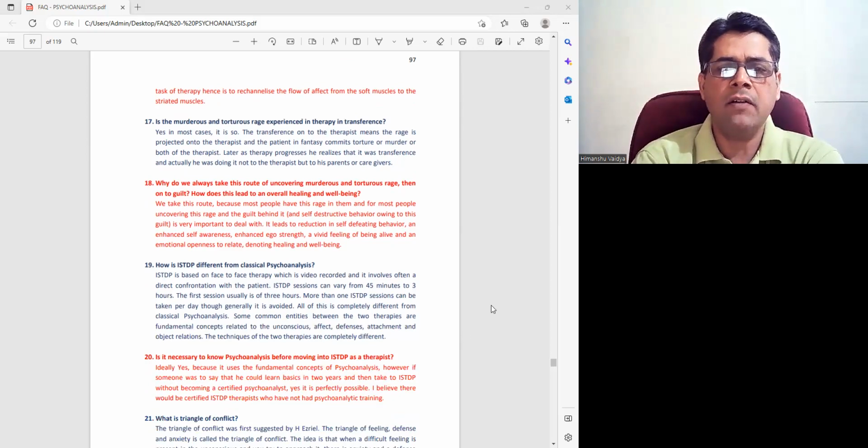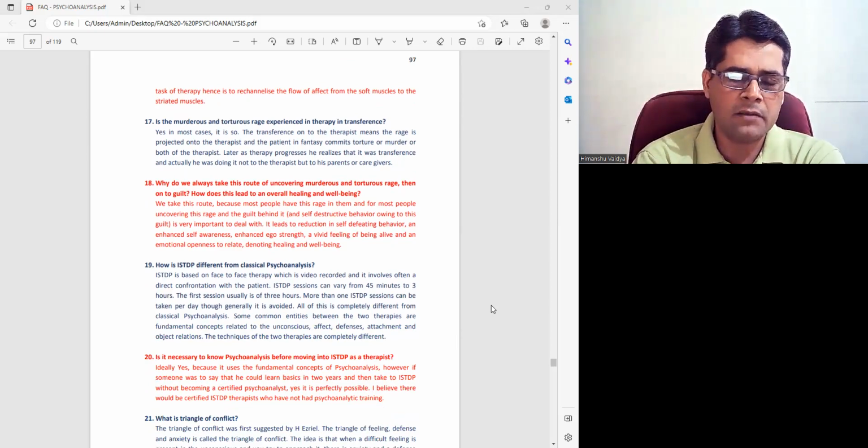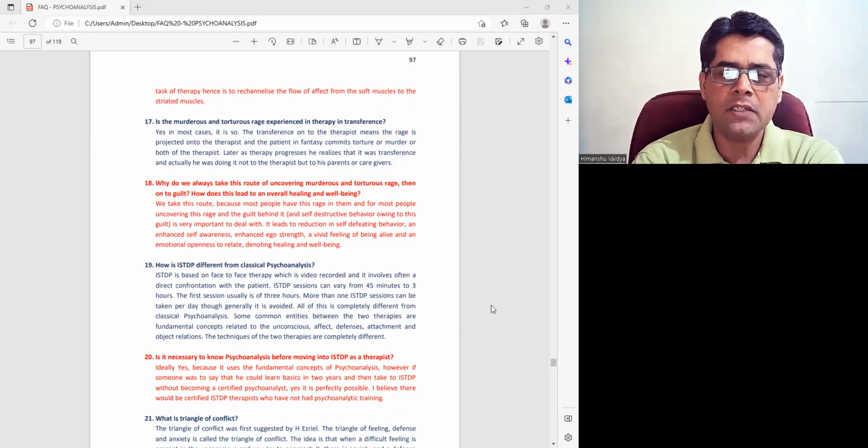How is ISTDP different from classical psychoanalysis? There are many points of differences. In fact, on many points, it's just upside down. You can just count some of the differences. ISTDP is not based upon holding, it is based upon challenge and confrontation. It is based on face-to-face, not on the couch. Whereas psychoanalysis has a substantial amount of holding and is on the couch.